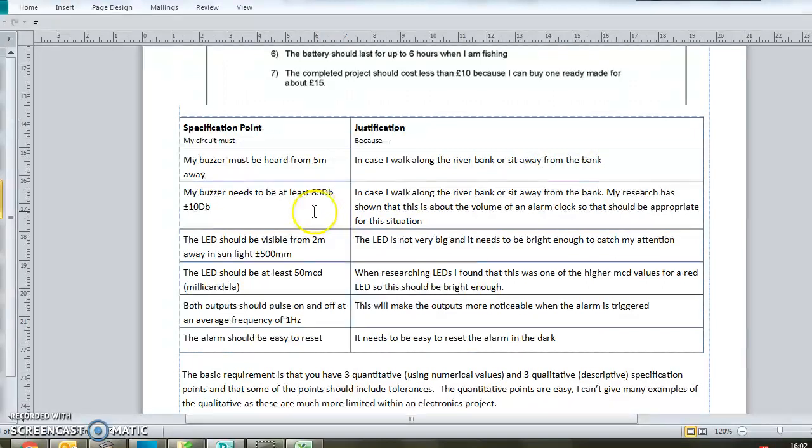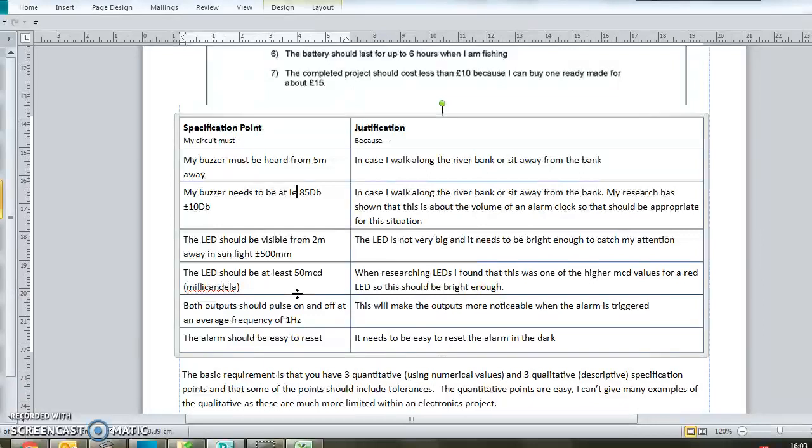I would take it a stage further because I want to have some nice numerical values I can do comparisons to. And I researched buzzers and I found a buzzer that was 85 decibels. So my buzzer needs to be at least 85 decibels plus or minus 10 decibels. Actually, even that is a contradiction because I've said at least. Let's have approximately.